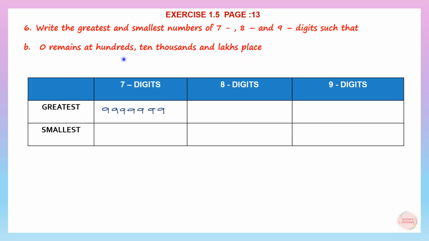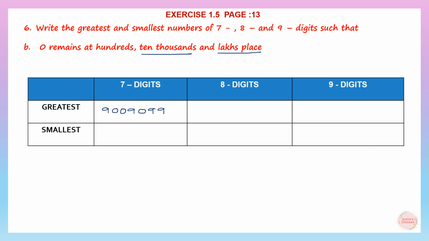So hundreds place first. So ones, tens, hundreds. So here I'm going to remove this and put a 0. Then it says in the 10,000s place. So let's see. Ones, tens, hundreds, thousands, 10,000. So in this place I'm going to remove this 9 and put a 0 there. And in the lakhs place. So let's see. Ones, tens, hundreds, thousands, 10,000s, lakhs. So this also I remove, and I'm going to put a 0 there.